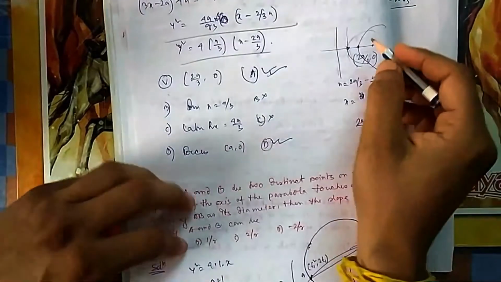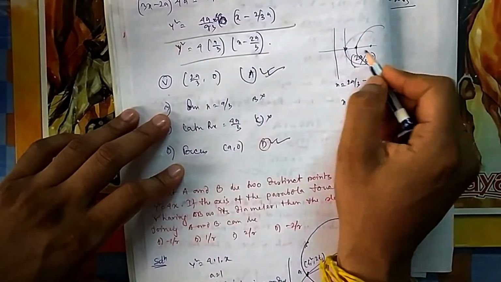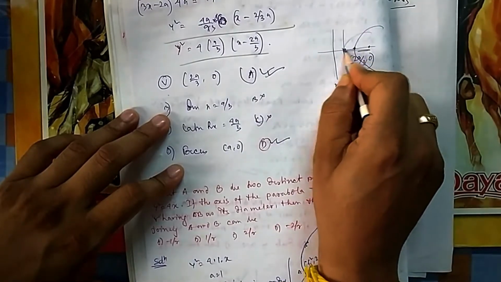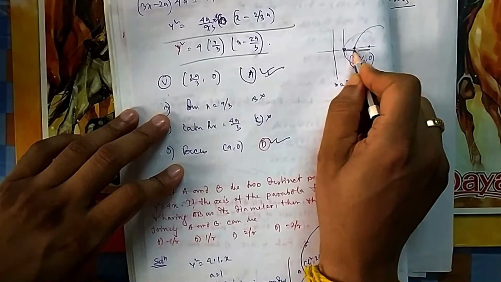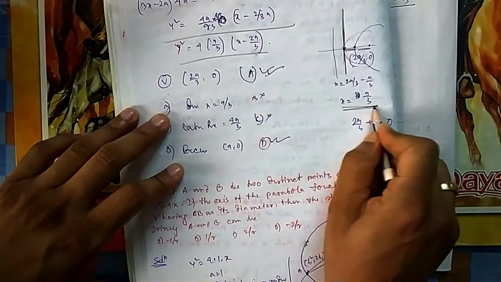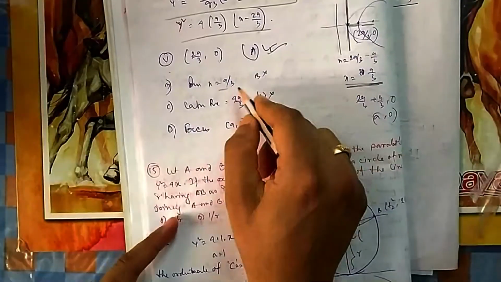You can see if you draw it here, because it is y square, it will open in the positive x direction. So this direction, 2a by 3 comma 0, focus is a by 3. So this is a by 3. So you will go back by a by 3. If you subtract, 2a by 3 minus a by 3, that is a by 3. So directrix is at x equal to a by 3. They are saying directrix at x equal to 0. So B is not correct.